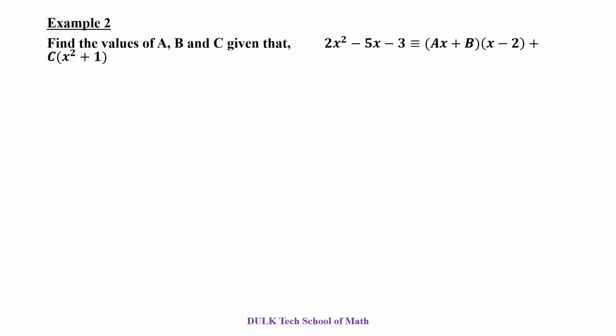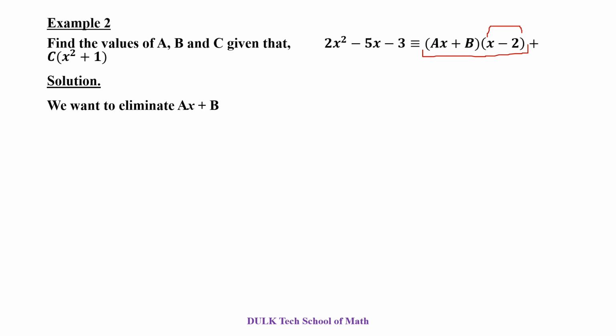Right, let's move on to example 2. Find the values of a, b, and c given that 2x squared minus 5x minus 3 is identical to this one. Right, so the first step is to choose the term to be eliminated. In this case, it's very easy to eliminate the whole of this one, ax plus b factor of x minus 2. So to eliminate this one, let this factor x minus 2 be equal to 0.